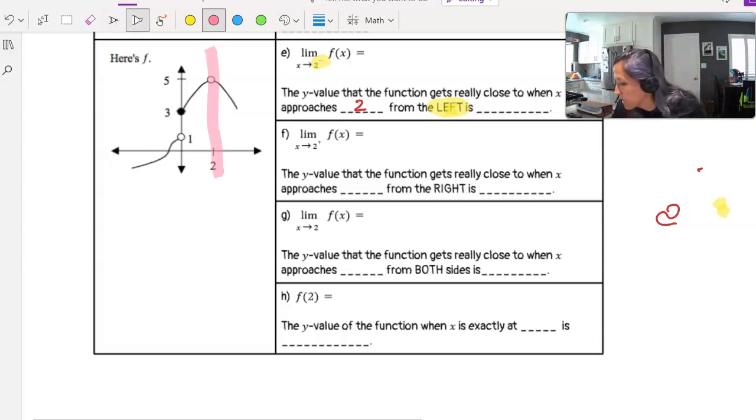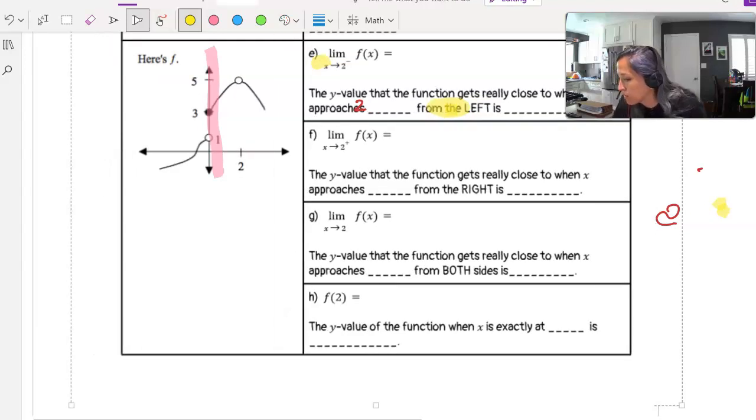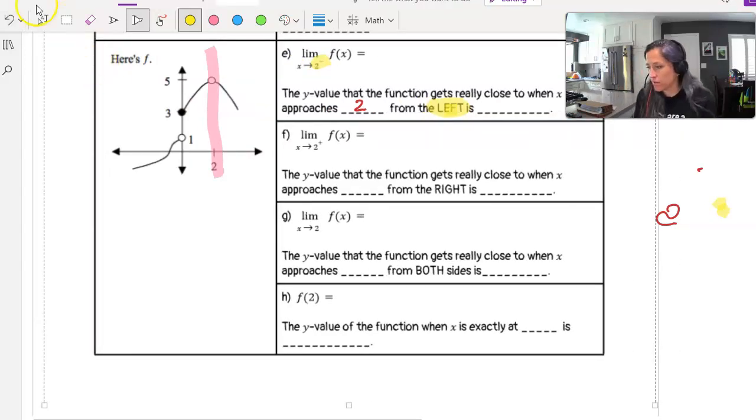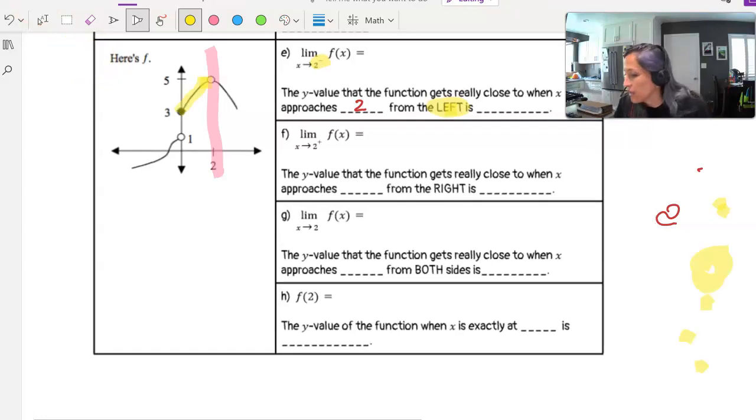All right, and as we come in from the left-hand side towards that value of 2, we are approaching 5. And as we do that from the right-hand side, we're also going to be approaching 5. So I will not make you watch that because I think we're good here. And now since those two things are in agreement, our limit as x approaches 2, our two-sided limit as we approach from both sides, is also 5.